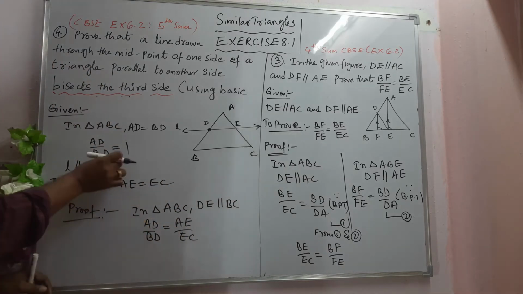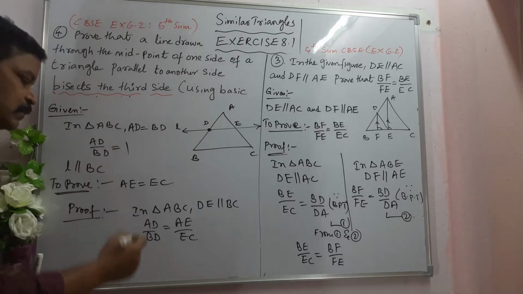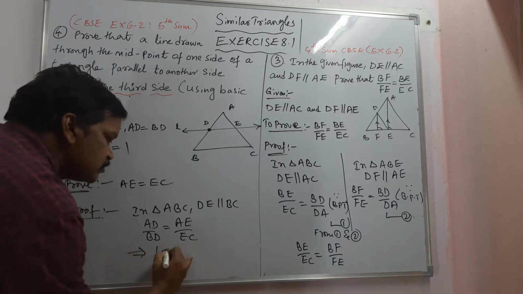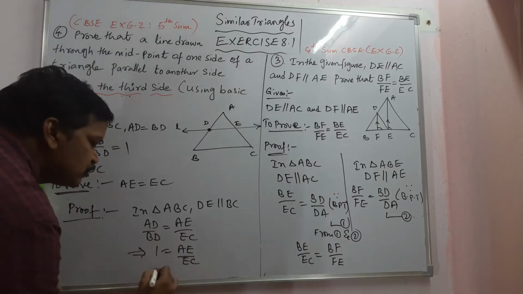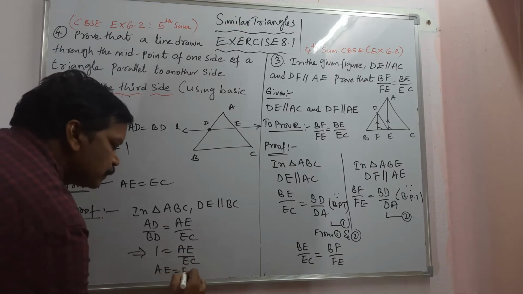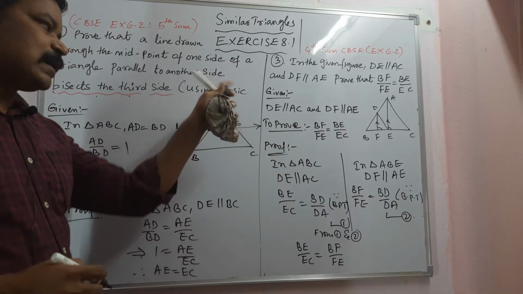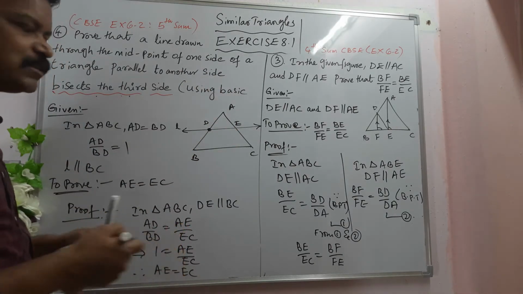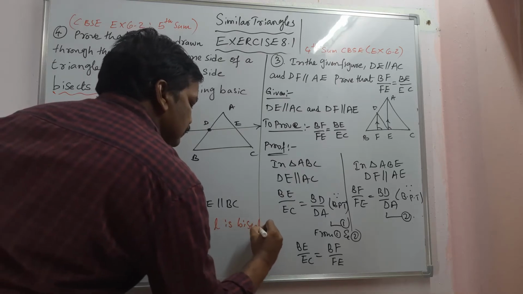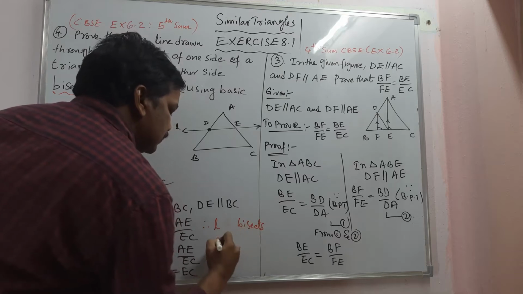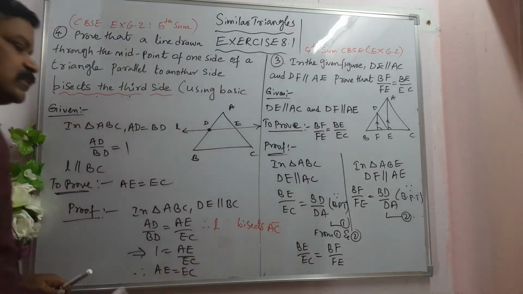But AD by BD means 1. Why? AD is equal to BD, since D is the midpoint, it is given in the statement. Therefore, instead of this, we can write 1 is equal to AE by EC. By cross multiplication, AE is equal to EC. Therefore, AE is equal to EC means what? This line bisects the third side. It's very simple, easy. Therefore, L bisects AC. I will write here only. L bisects AC. Hence, it is proved.